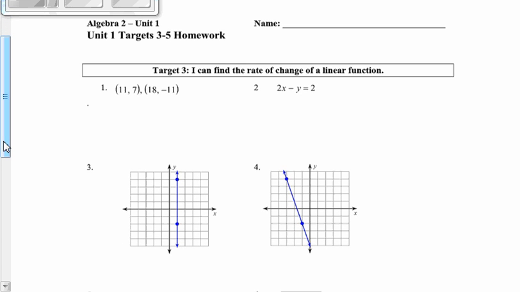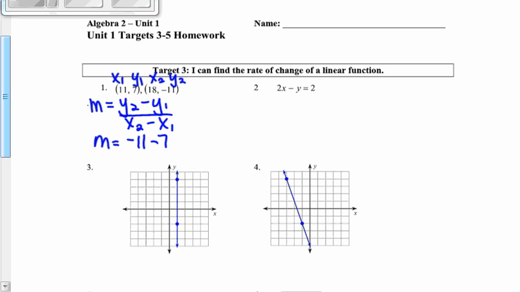What I'm going to choose to do instead is to use the slope formula, because I don't want to get graph paper out and do all that. And then remember, we have to label our points. So I'm going to say this is x1, y1, x2, y2, and then just fill in what you got. So y2 is negative 11, y1 is 7, x2 is 18, minus x1, which is 11.